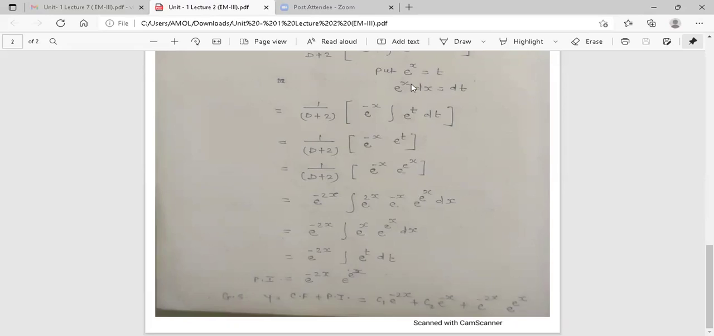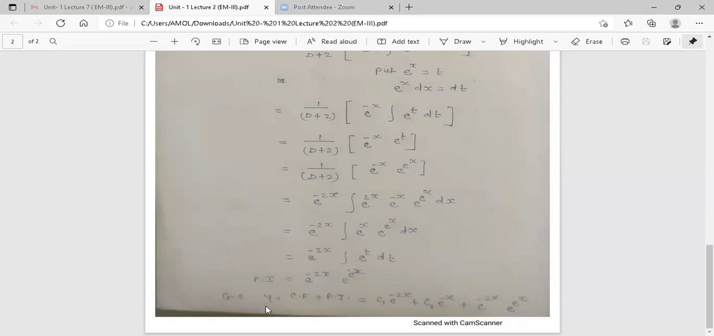Put again e raised to x is equal to t and e raised to x dx is equal to dt. So the next step is e to the power minus 2x into the integration of e raised to x dx, which is dt, and this e raised to x is t, so the integration of e raised to t dt. Now the integration of e raised to t is e raised to t, and the value of t is e raised to x, so put here t is equal to e raised to x. So PI is e to the power minus 2x into e to the power x.